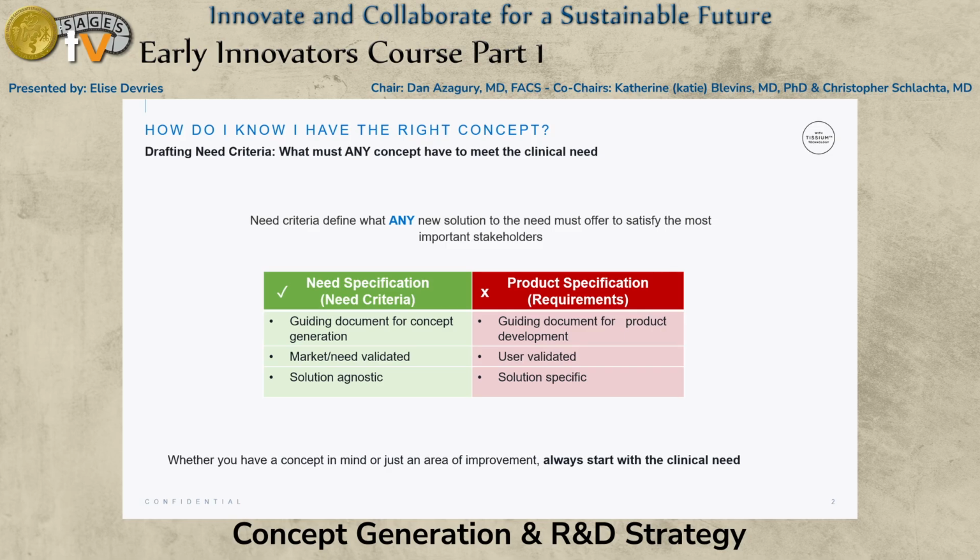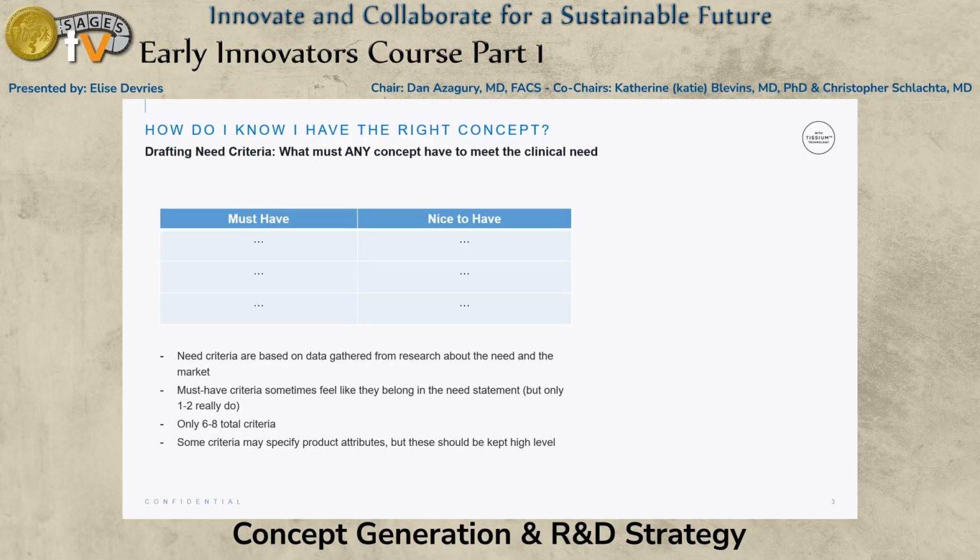So if we think about need criteria or need specification, what it is really, it's the guiding document for brainstorming. It's the guiding document for concept generation, and you must remain solution agnostic as much as possible. If you bias your need criteria, you're biasing the whole process. And I want to make it clear, right, this is not a product specification. We are not creating a guiding document for a specific solution. It's not necessarily super user validated on the product level, and again, not solution specific. So whether or not you have a solution in mind, or if you have no idea, you just got really frustrated and want to figure out how to solve that frustration for yourself, need criteria and clinical need is a good place to start.